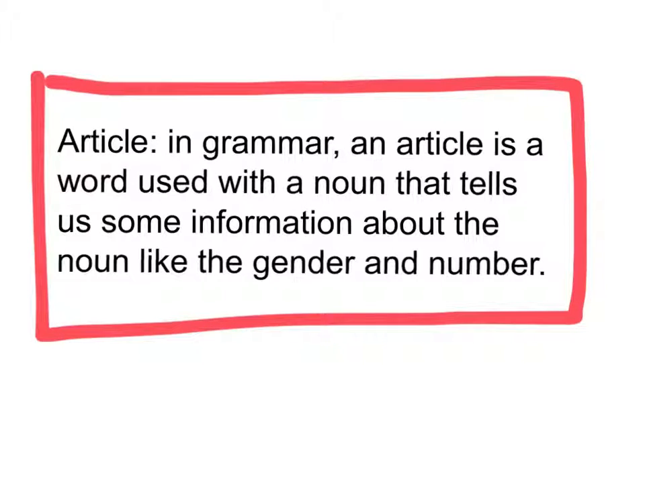As we talk about gender in nouns, there is a grammatical word that you need to know and recognize while we're talking about it in class. That word is article. In grammar, an article is a word used with a noun that tells us some information about the noun, like the gender and the number. So the article tells us, is the word masculine? Is it feminine? Are we talking about more than one something?